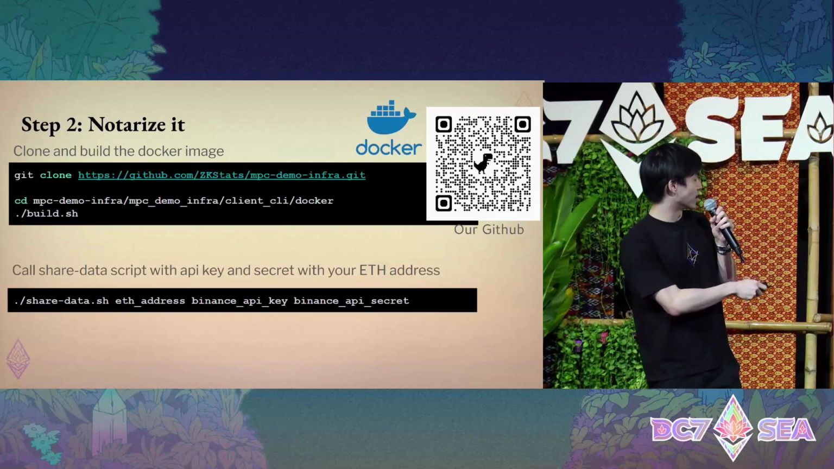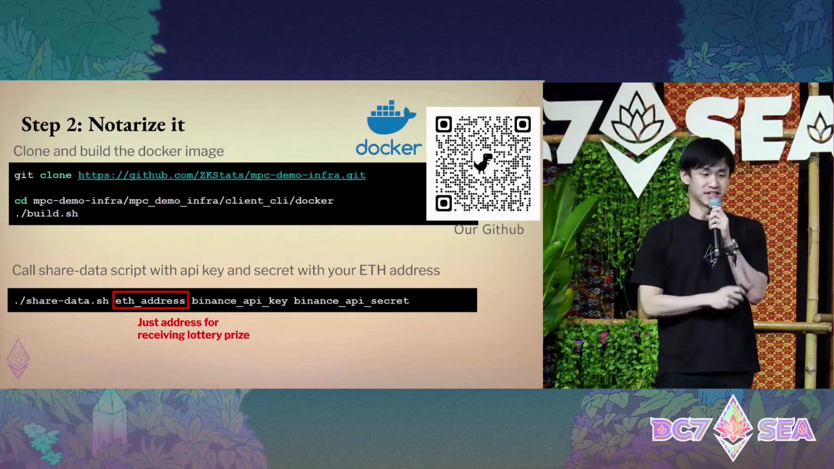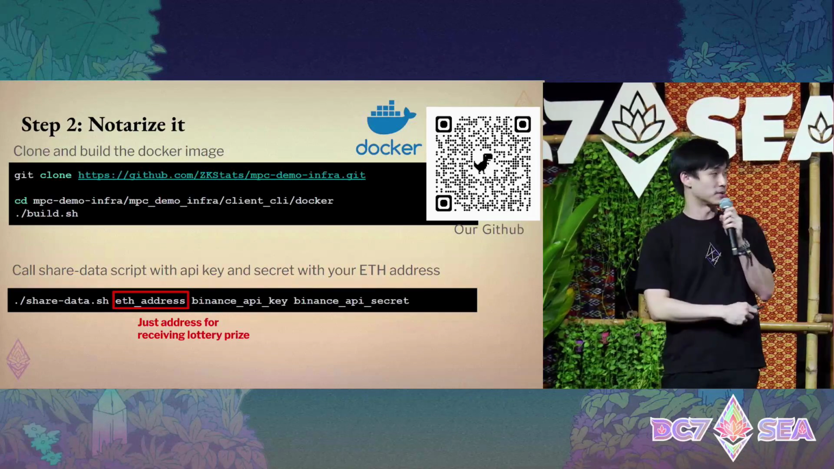Again, this is just one line, and each address is just an address for receiving the prize. This is not the address for Binance. This is just to send the prize if you want one.